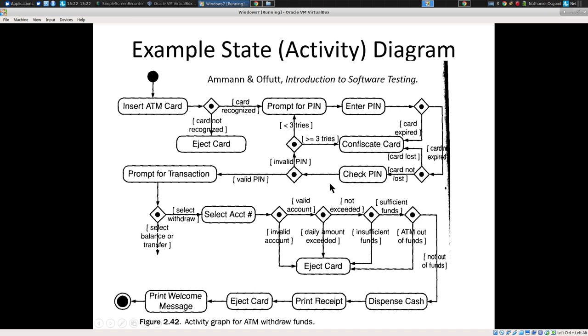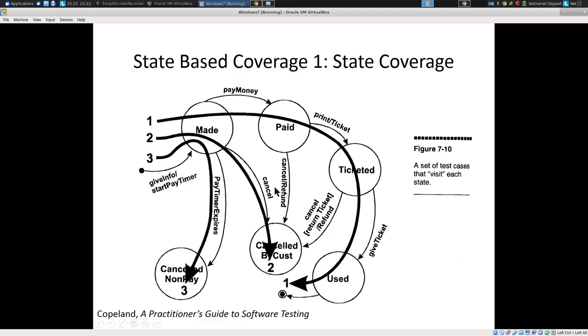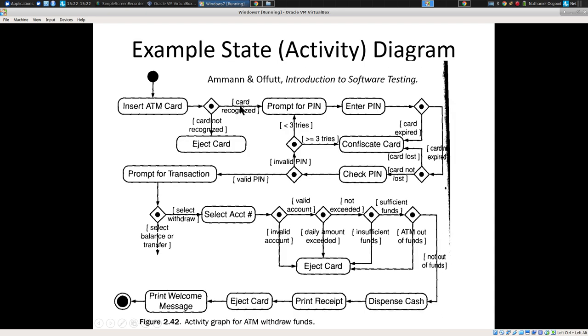Okay? So, for example, this state we can get into either this way or this way or this way, and transition coverage would require you hit all three. State coverage requires you just to enter via some way. Okay? Similarly for state coverage. Now, you'll notice that these systems are illustrated here at a high level.